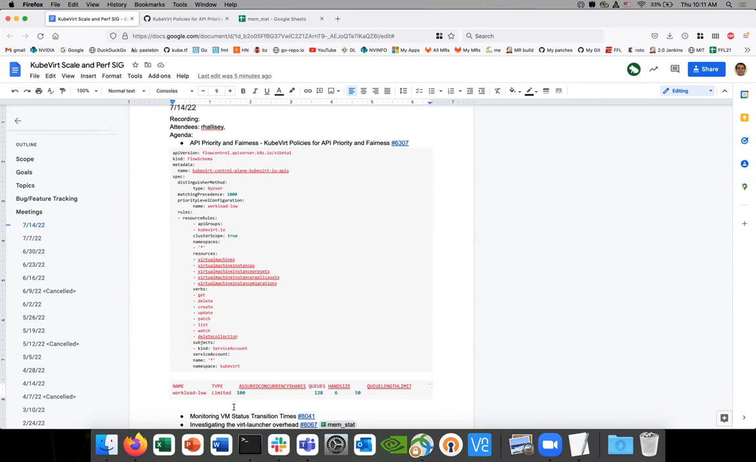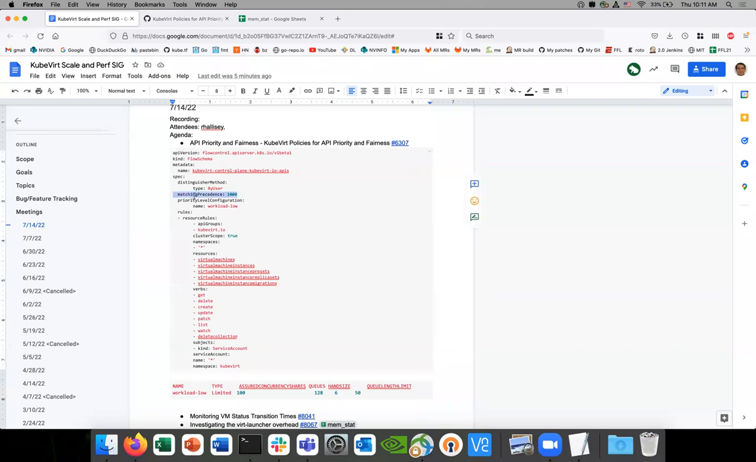So really, a way to look at this is: in our default installation of KubeVirt, what would we expect to have and what do we expect to work well. And I think workload-low, because it's a default priority level configuration that gets deployed.